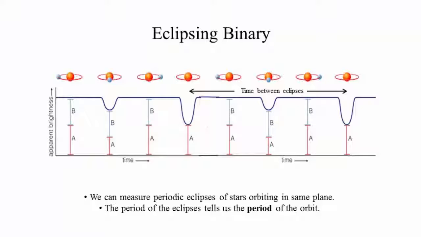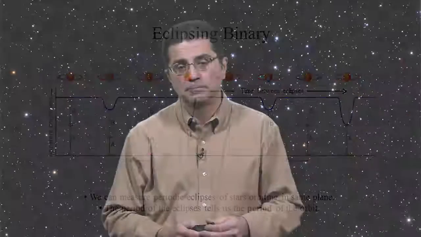If we look for the time period between the dips, we can determine the period that the stars are orbiting each other. So this is just a little different way to obtain the period of the orbit of the binary stars. We have one more way.